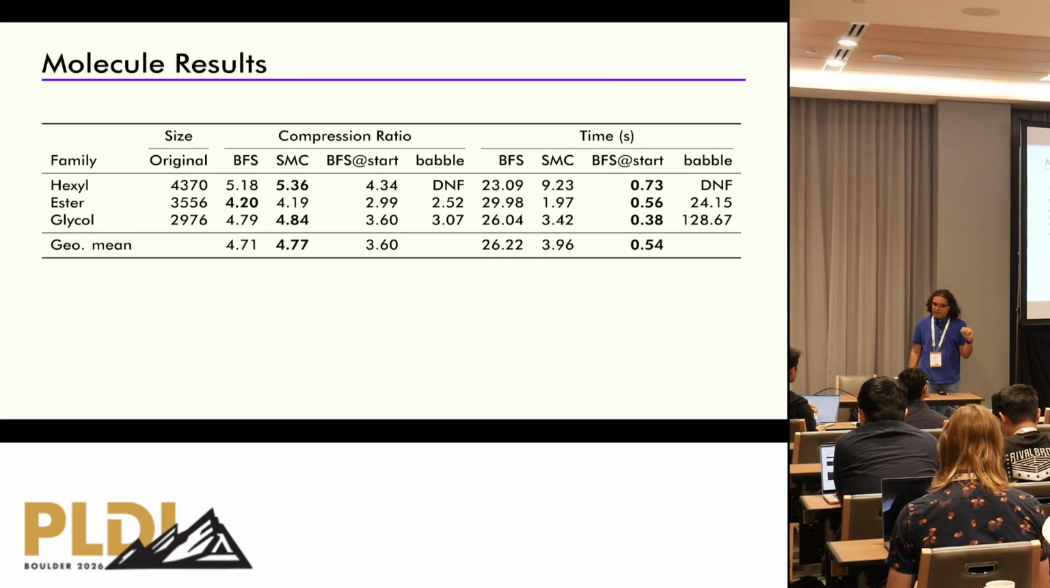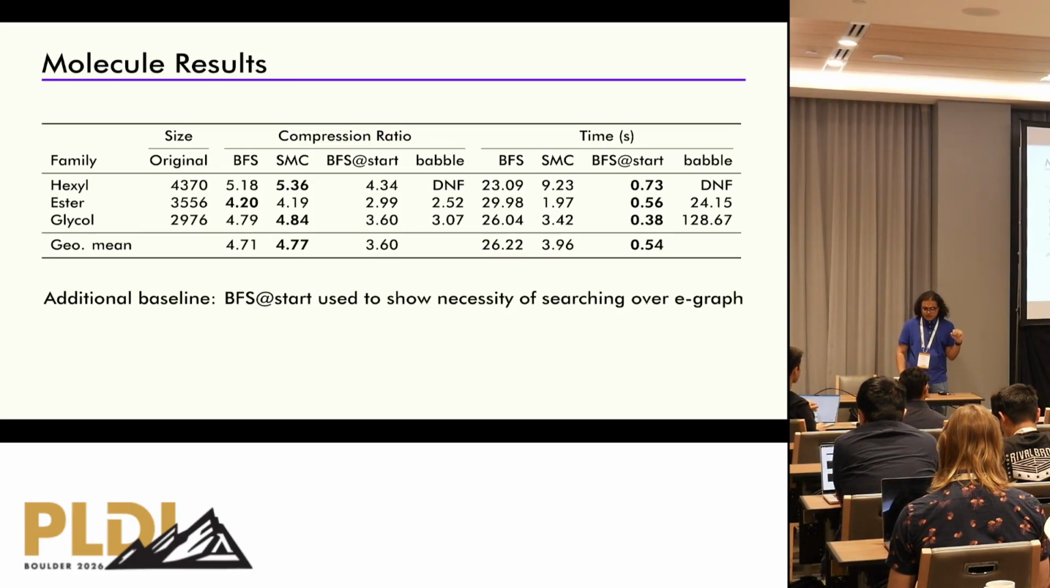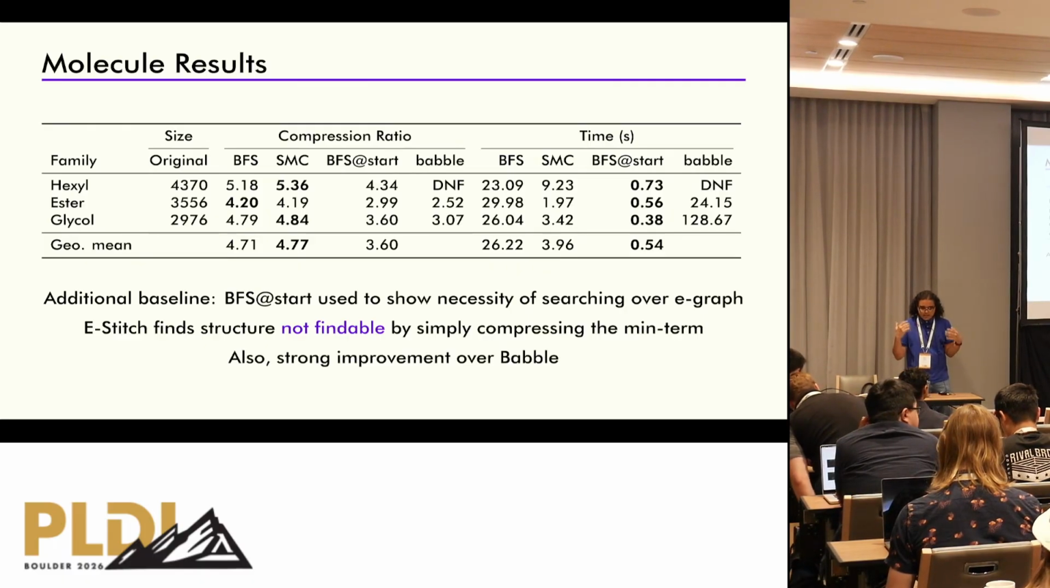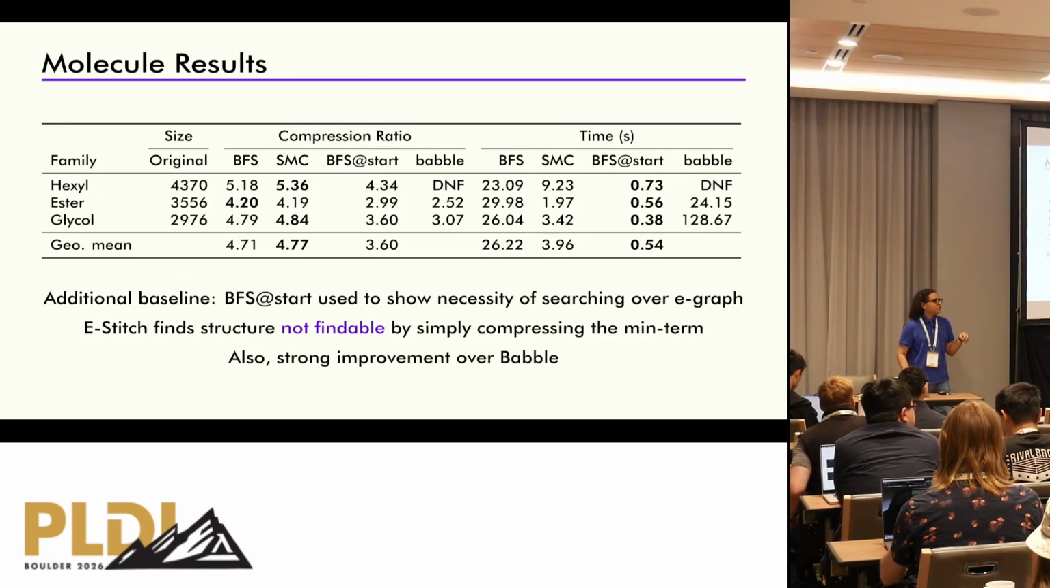What we find here is that first of all, this BFS at start baseline is what I was just mentioning, and in general, it does not do as well. It only gets about 3.6, whereas we're able to get something like 4.7 to 4.8, so we're able to get significantly more structure. And the other thing that's important to note is that we still produce a strong improvement over Babble, which takes much longer and in some cases runs out of memory before being able to solve this problem.